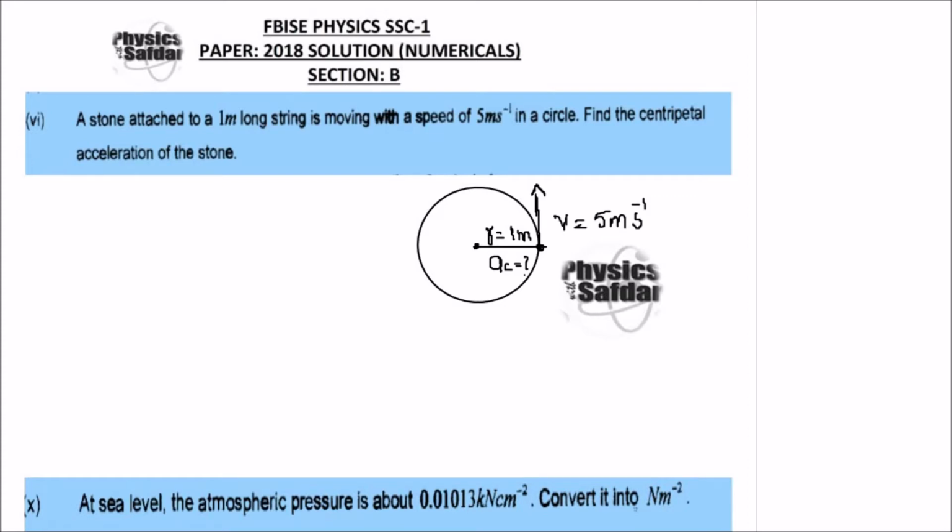Today we are going to solve grade 9 2018 numericals. So let's start the solution.